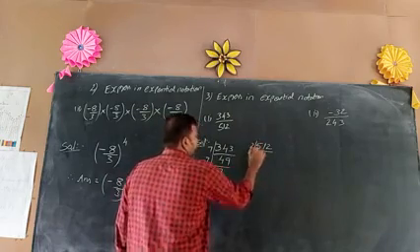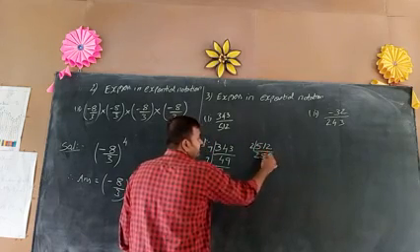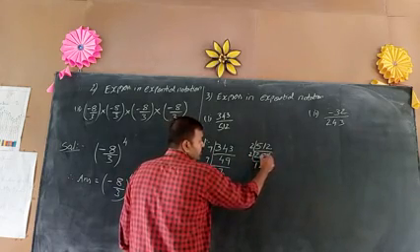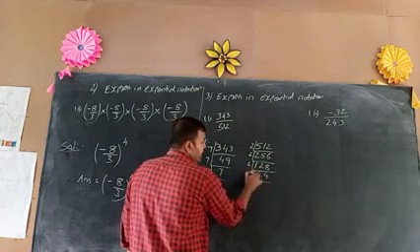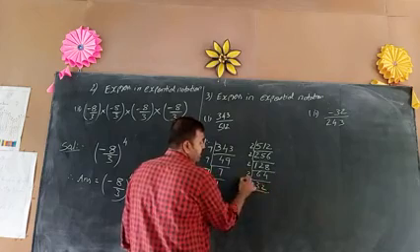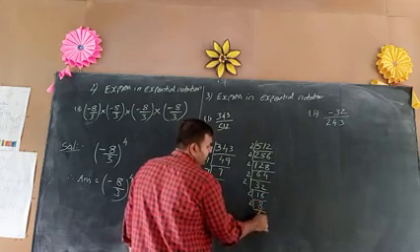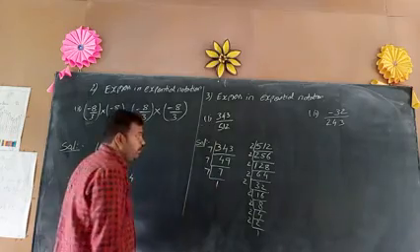Taking in 2 table: 512, 256. Taking again 2 table: 128. Taking in 2 table: 64, 32, 16, 8. 2 table 4 times, 2 table 2 times, 2 table 1 time.